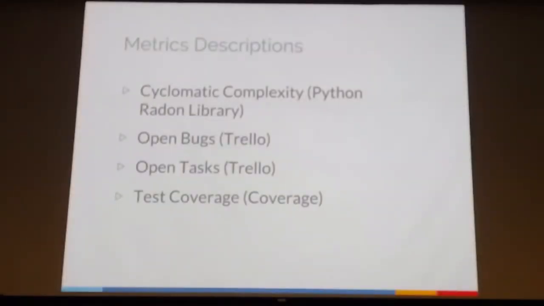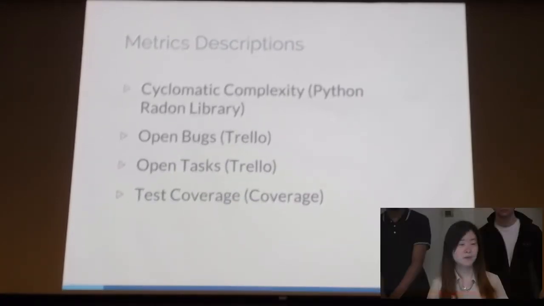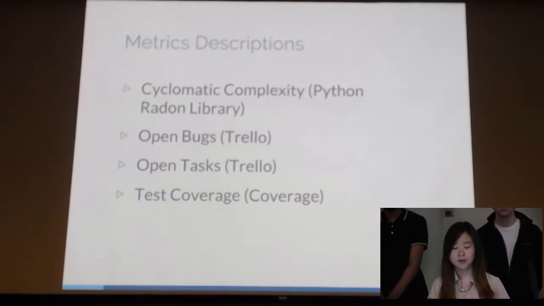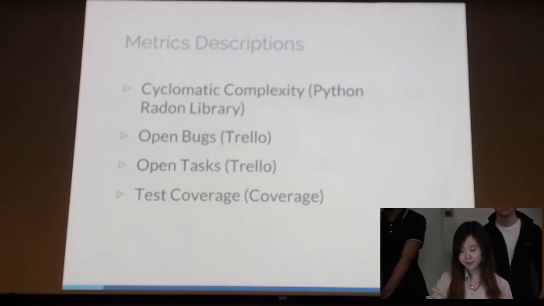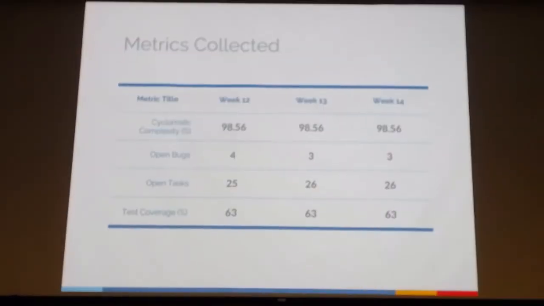So these are the metrics that we're collecting for the SE department on a weekly basis. The first is cyclomatic complexity, and that's a measure of how complex our code is. We also measure the number of open bugs and the number of open tasks. We also have a test coverage metric that tells us how much of our code is covered by our unit tests. So here are the values that we've collected over the past few weeks.